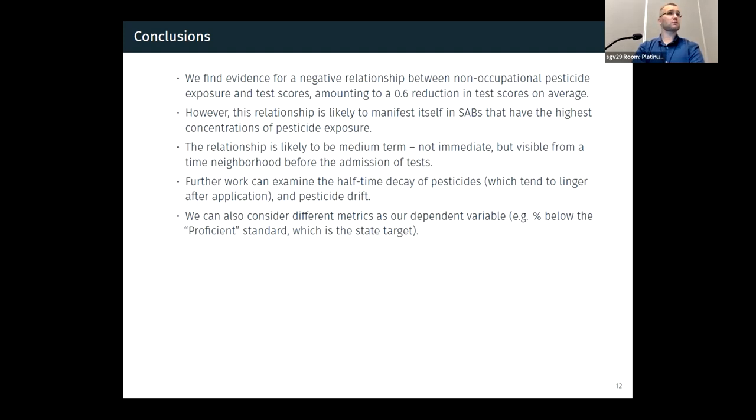When it comes to further work, we are currently expanding this work to include a pesticide dispersion model that takes into account how pesticides are applied to a field and then spread into suburban areas. We are also concerned about the decay of pesticides. If you apply pesticides 16 weeks before the actual testing, it could be problematic because the lifetime of that pesticide may be just 2 to 3 weeks, and then there is nothing left in the environment. There is also the question of different dependent variables: we took average test scores here, but maybe a cut-off variable like proficiency tests could be useful.